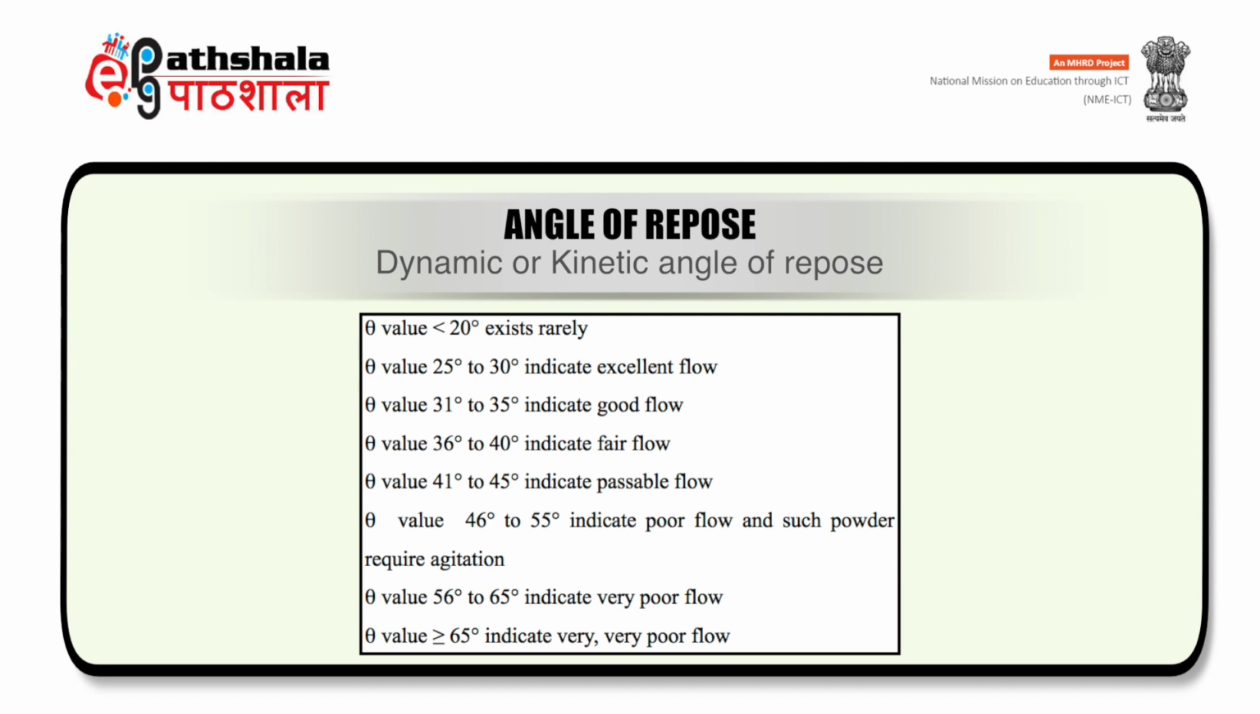Values from 46 to 55 degrees indicate poor flow, and such powders require agitation. Values ranging from 56 to 65 degrees indicate very poor flow. And in the last, theta values greater than or equal to 65 degrees indicate very, very poor flow. As mentioned previously, from the angle of repose and compressibility values, a reasonable indication of a material's inherent flow properties could be possible. In this module, we have discussed the impact of micromeritic properties on preformulation studies.